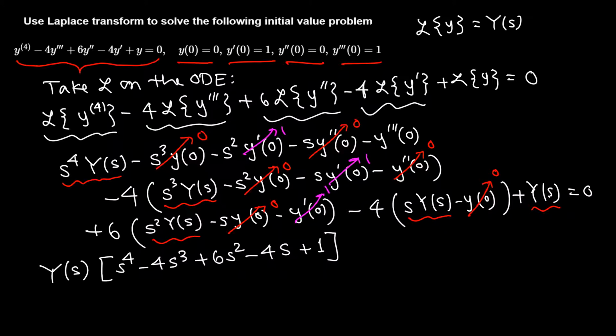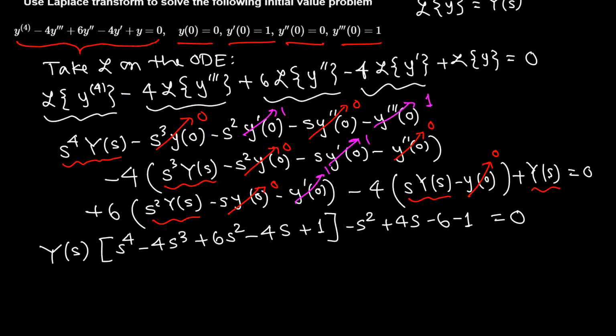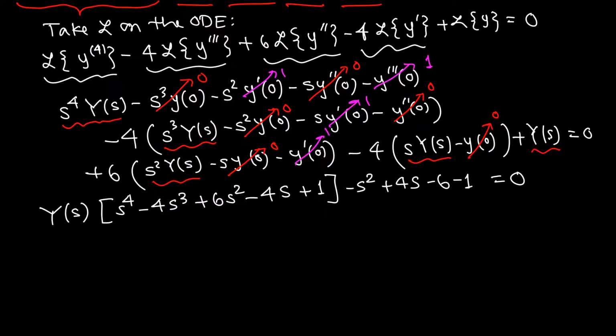From this we get negative s squared, and here negative s, negative 4, negative 4s, minus means plus 4s, and here this is 1, so plus 6 times minus 1, negative 6. And I almost missed here, we have this is also 1, so minus 1. That equals 0. So let's simplify, move this over, and isolate Y.